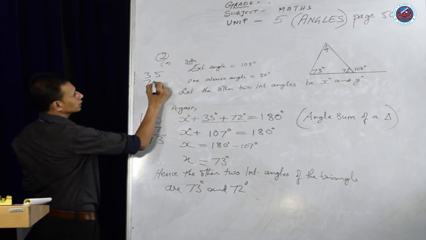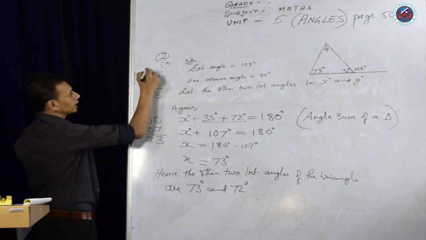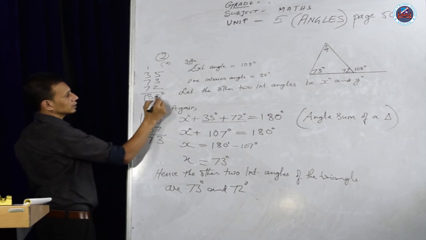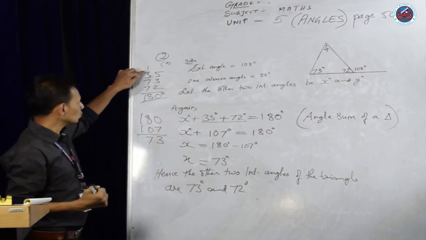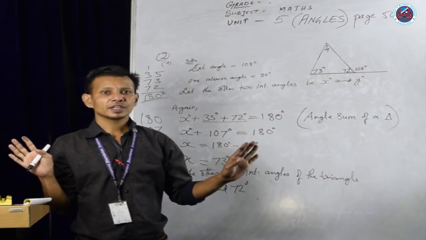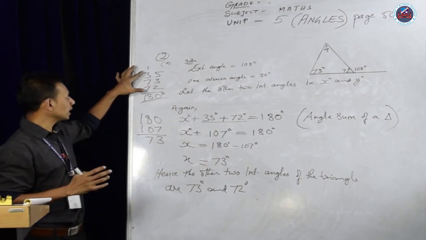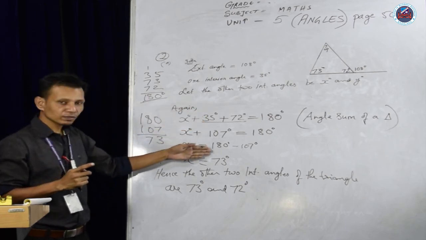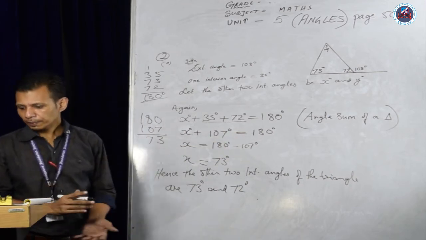35, 73, 72. 2 plus 3, 5. 5 plus 5, 10. 1 in hand. 7 plus 7, 14. 15, 16, 17, 18. You see that. 180. That means you got the correct answer. Suppose when you add and you don't get 180 degree, somewhere you have made a mistake in your calculation. So quickly go and check where you made the mistake. Because when you add up these three, you are not getting 180 degree. That means you have made a mistake somewhere. Go and check properly. You will find the mistake and do correction. And make sure that you got the correct answer. Okay? And this way you can also check.